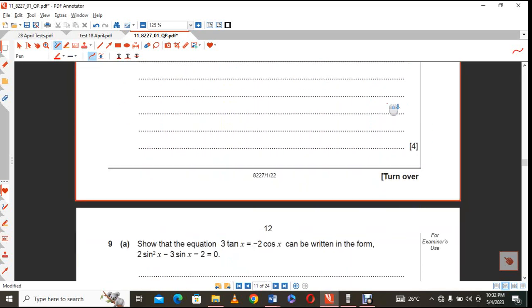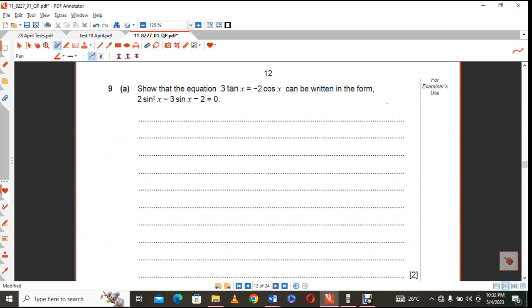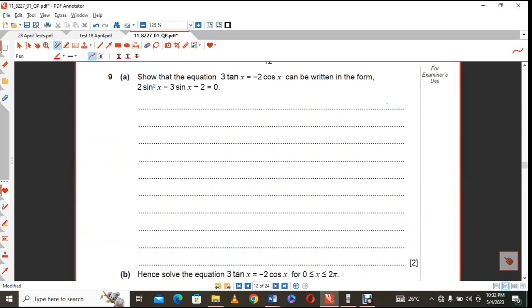That brings me to question number 9. Of course, you also have the advantage of pausing and rewinding if I'm moving too fast for you. You have a question: 3 tan x is equal to -2 cos x, and you're supposed to show that it can be written in this form.